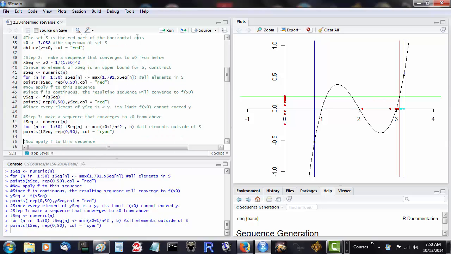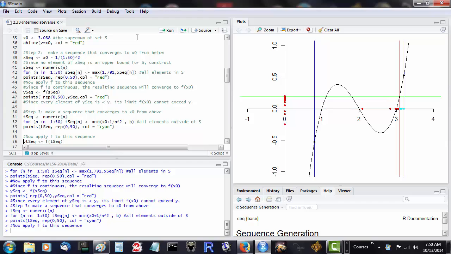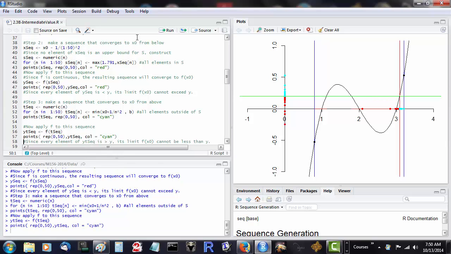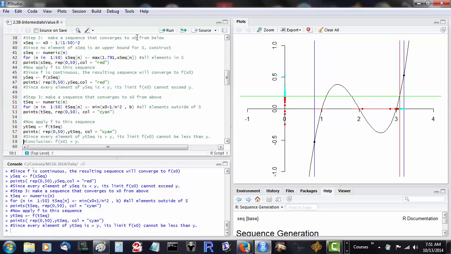And there in cyan, I have a sequence of points, none of which is in the set S. And this sequence, again, converges to the supremum of the set S. I apply f to it. Since none of the points are in the set S, all the values in the codomain must be larger than y, and therefore the limit of that sequence, which has to be f of x0, cannot be less than y. And now I've got it.